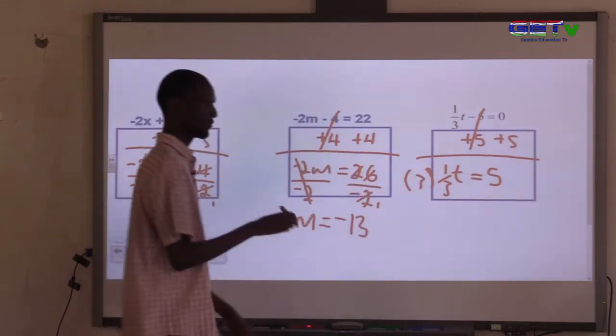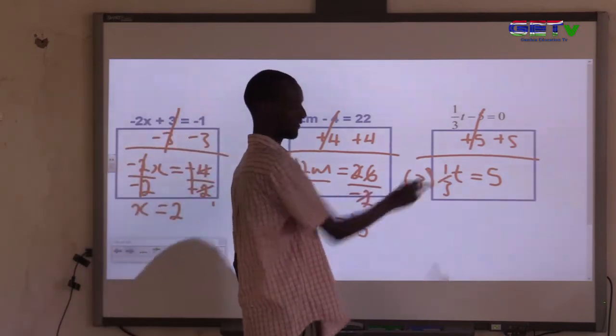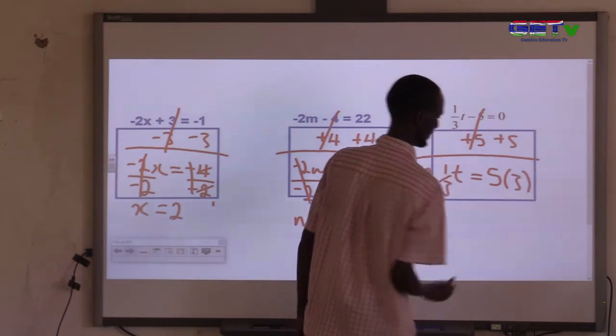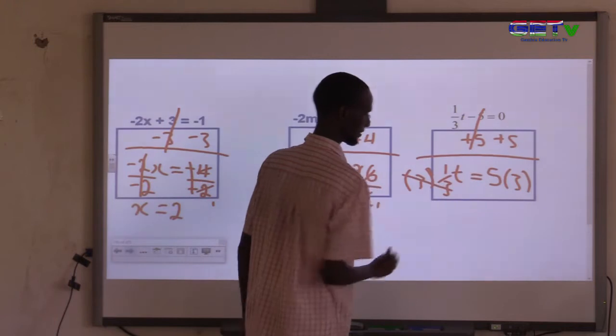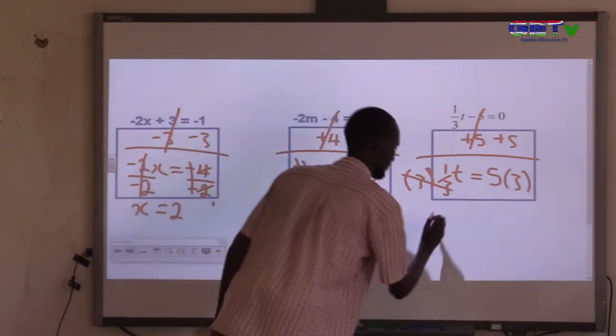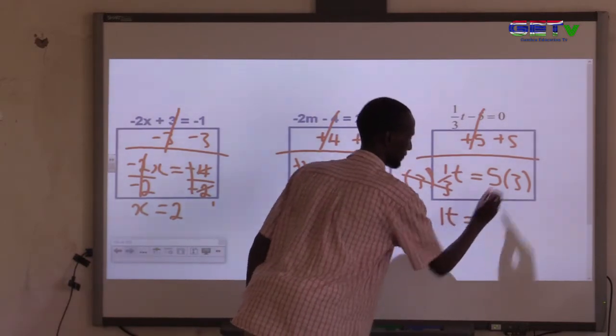But of course, whatever you do to one side, you must do to the other side. So if I multiply the left-hand side by 3, I must also multiply the right-hand side by the same 3. That way, 3 will cancel out 3. And we seem to be having 1t equals 5 times 3, which is 15.